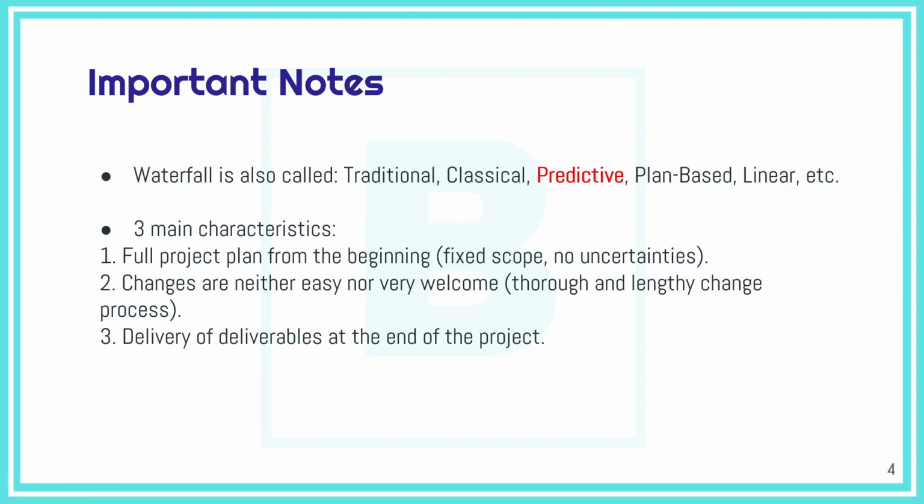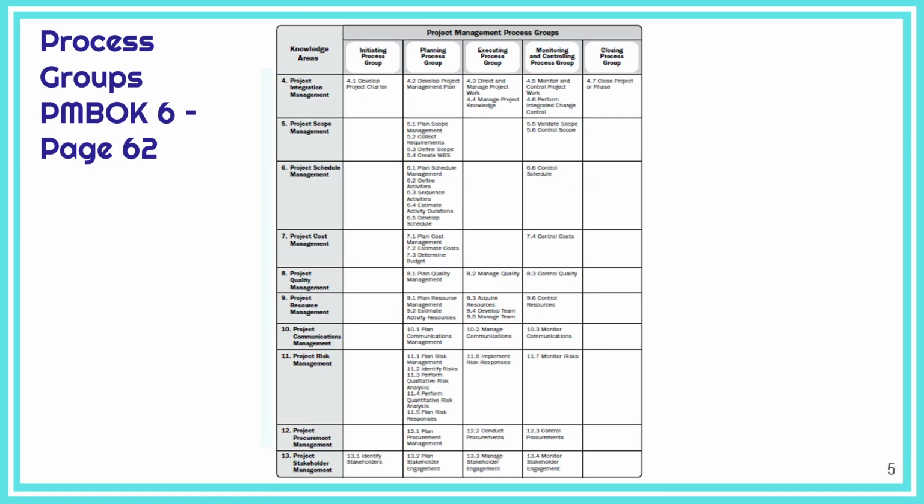Okay, then we also went into detail on this famous table, the process groups table. I went through this table from the PMBOK 6, page 62, and I explained to the people that a similar table exists in the PMI process guide, which was released around 2 years ago. But still, personally, I enjoy this table from the PMBOK 6 because it covers all 10 knowledge areas of the project, Waterfall project, of course.